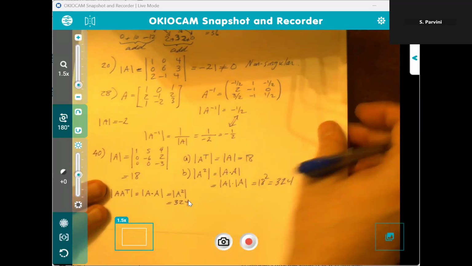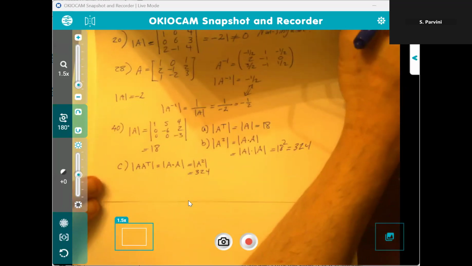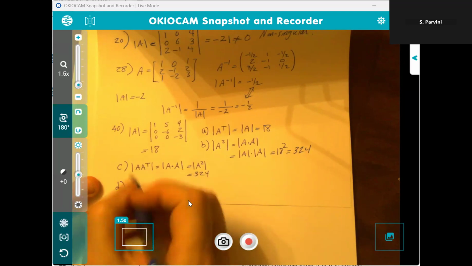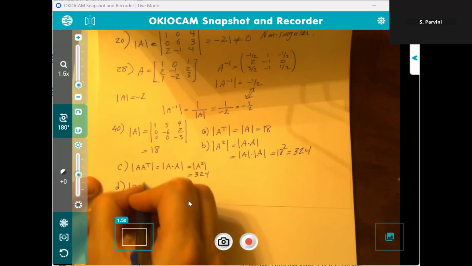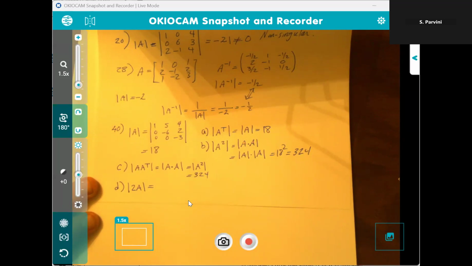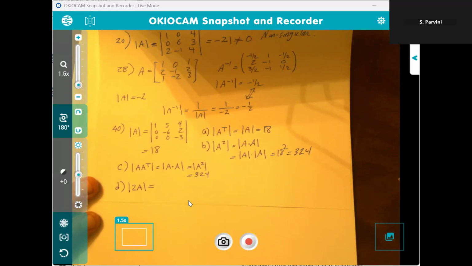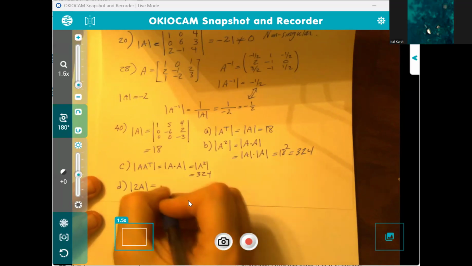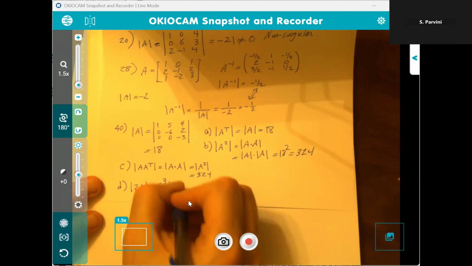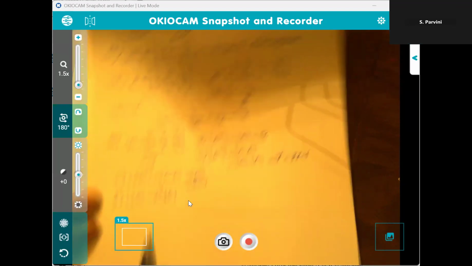Let's check out part D of this one, just a couple more parts. In part D, determinant of 2A. Now this is a little tricky. How do you think we're going to find determinant of 2A if we know determinant of A? It's 2 cubed times 18. Beautiful. Good job.